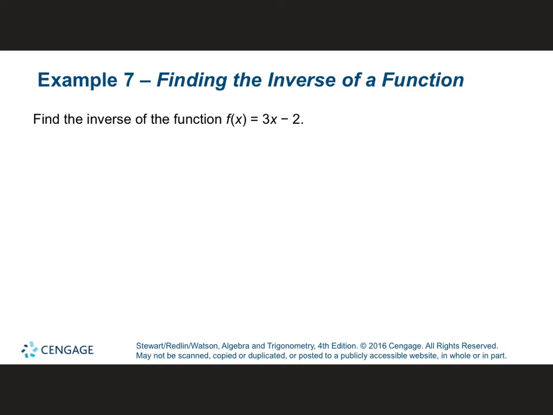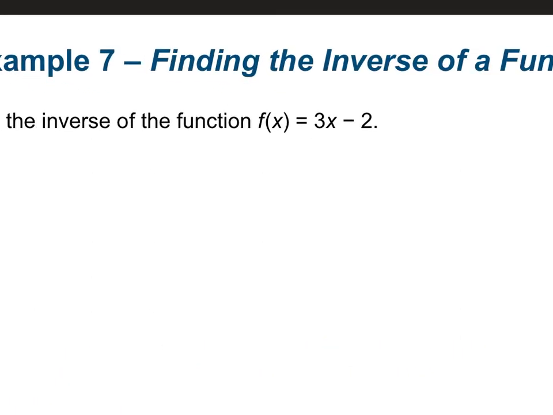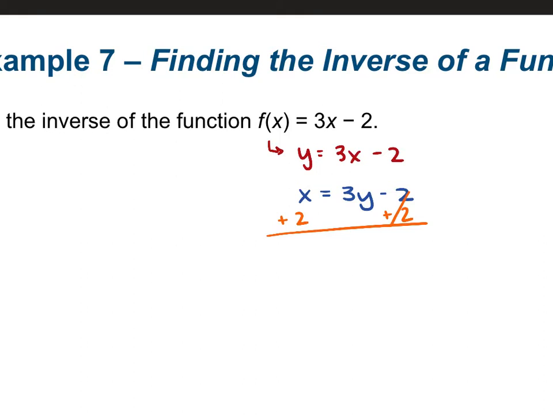So, step 1, change f of x to be y. So this becomes y is equal to 3x minus 2. Step 2, switch x and y. So this becomes x is equal to 3y minus 2. Step 3, solve for y. We're going to undo the addition or subtraction first, so we'll add the 2 to each side.